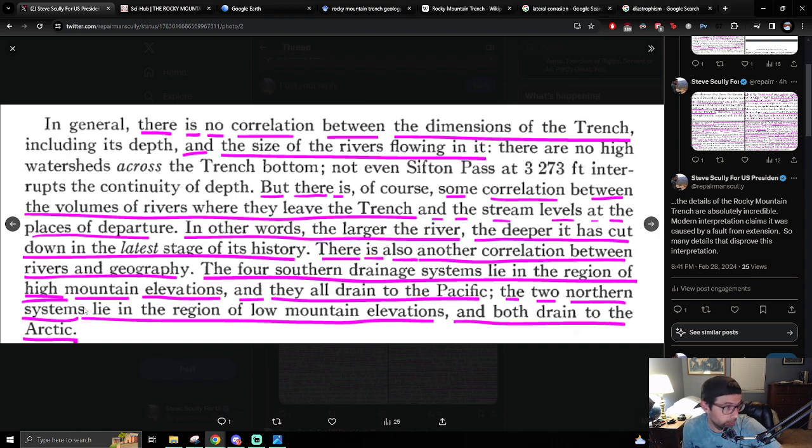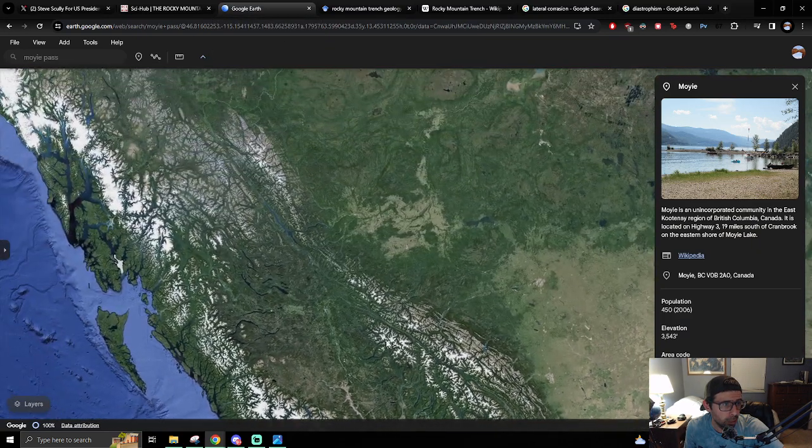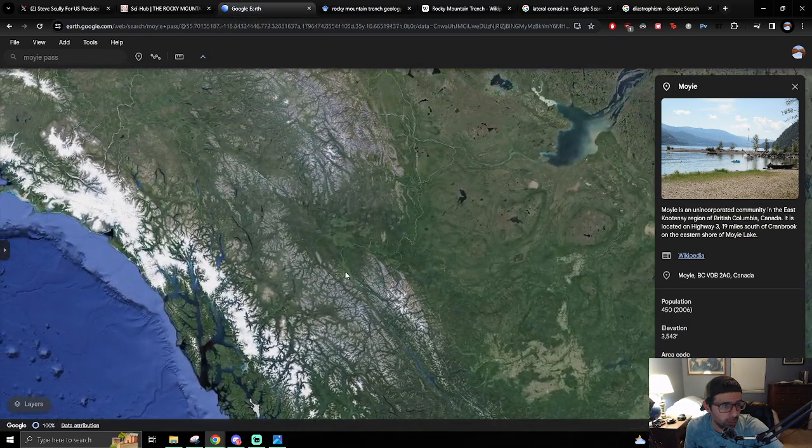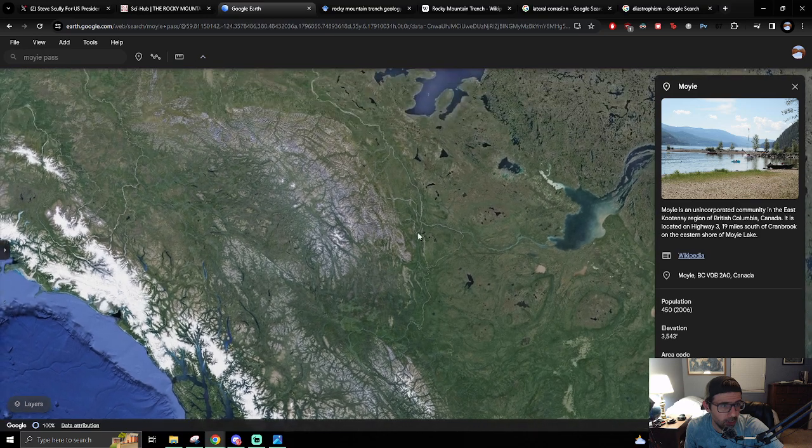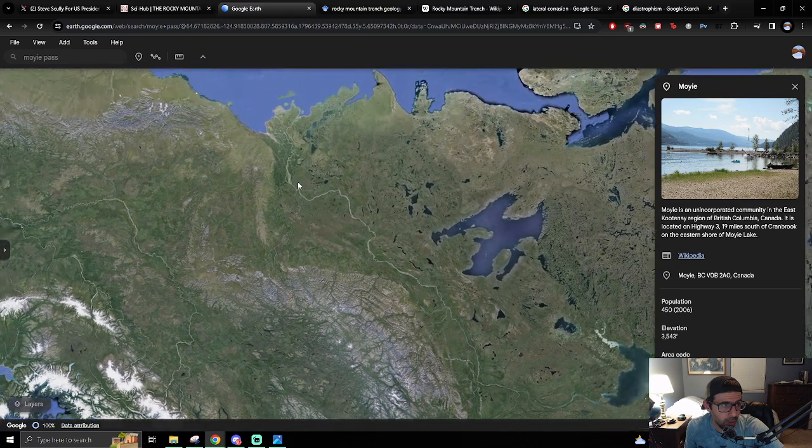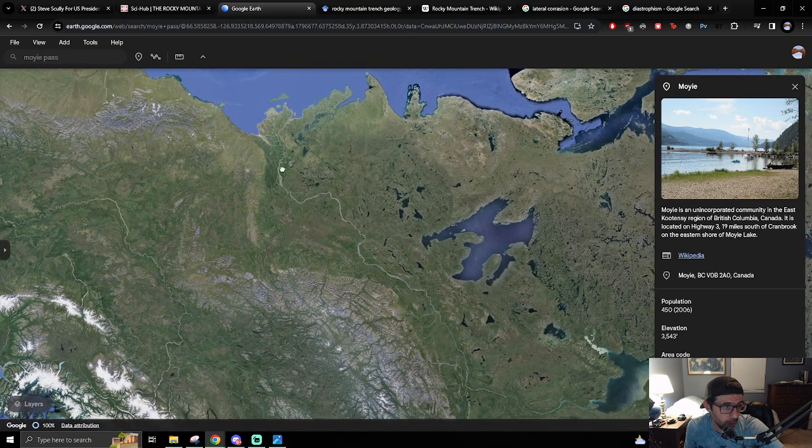The 2 northern systems lie in a region of low mountain elevations and both drain to the Arctic. I'm not sure where that's referring to. Maybe over here, like right here. Goes this way. Over here.